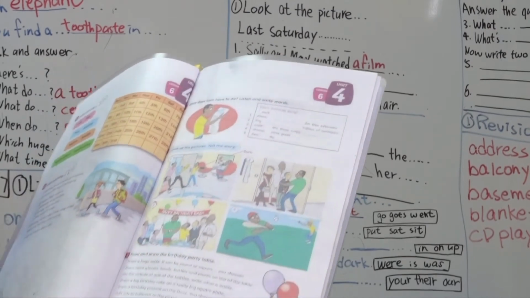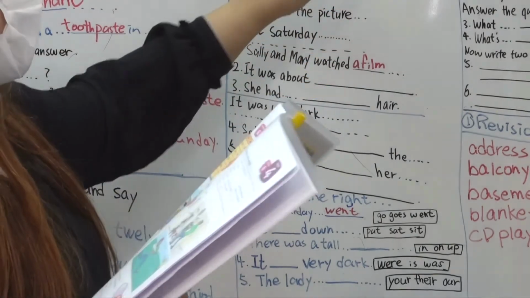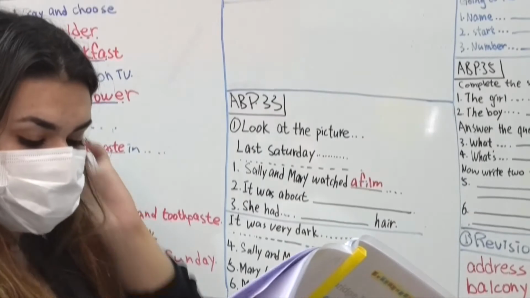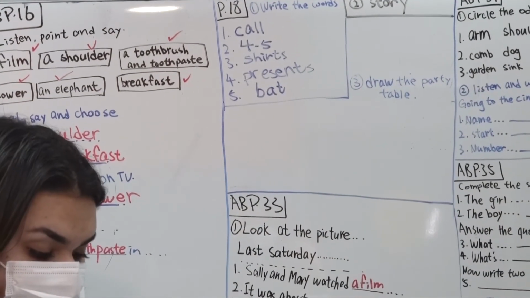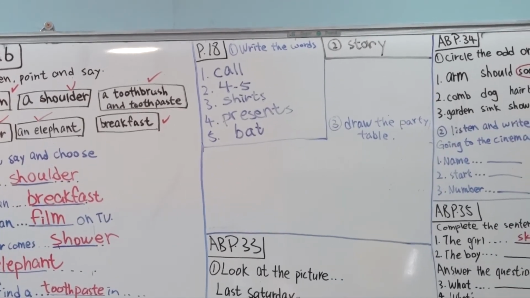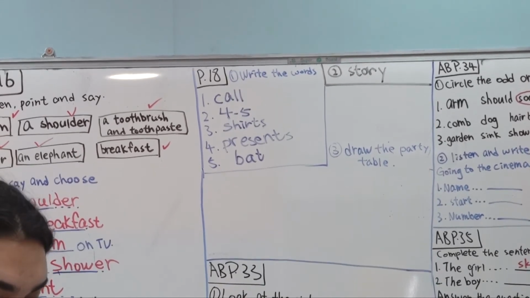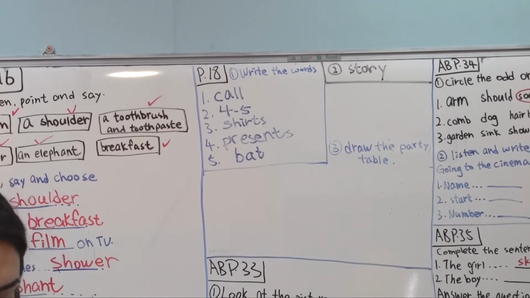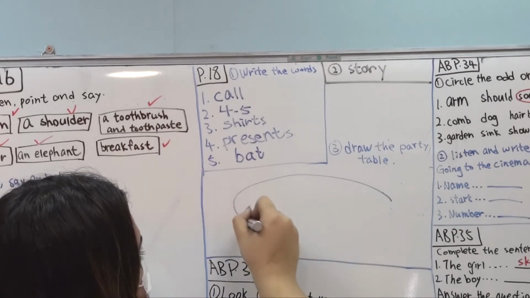Do it at home. Let's look at page 3. Read and draw the party table. Okay, so here for part 3 you have to read and draw the party table. Let's read together. Line 1. Draw a huge table. It can be round or square. Okay, do you want to be square table or round table? I think round table will be easier, right? So let's draw a round table.